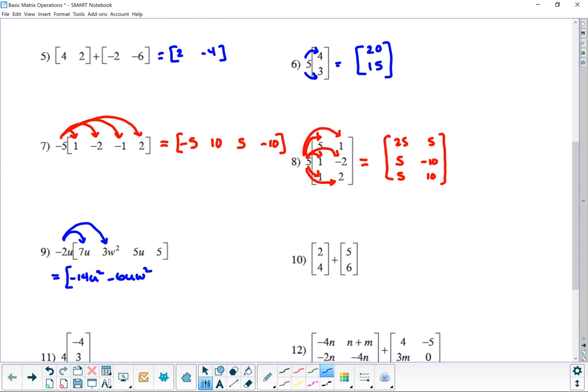Oh, no. -2u times 5u is -10u squared. -2u times 5 is -10u.